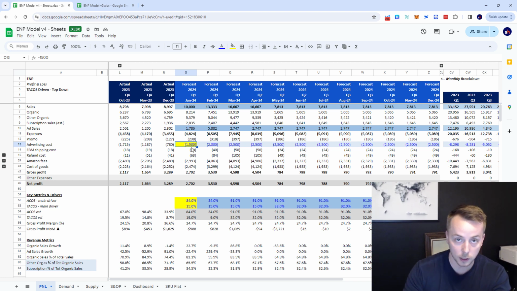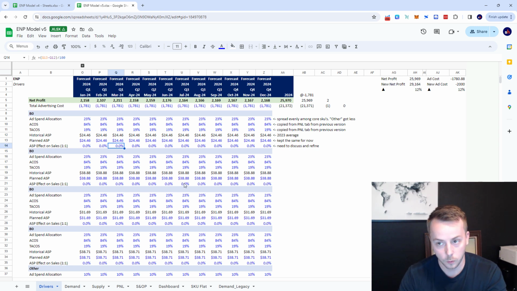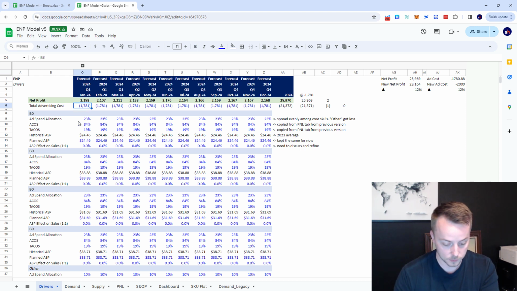So this is the current model that I'm using, and it's been very helpful. And what I'm doing now is updating to this model, which allows you to control all of those metrics, all of those levers in one page, and get your net profit number. So let's say we wanted to spend that $1,500.